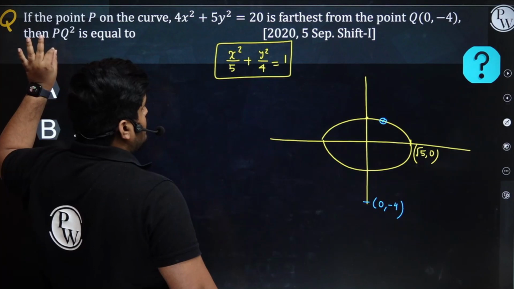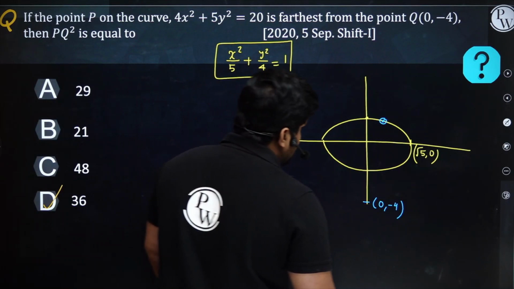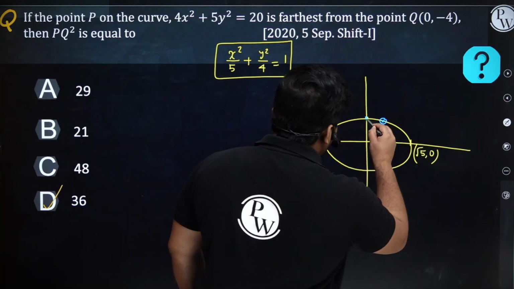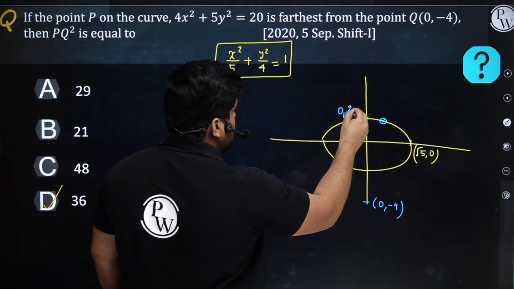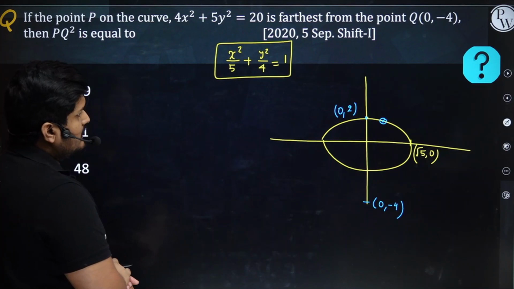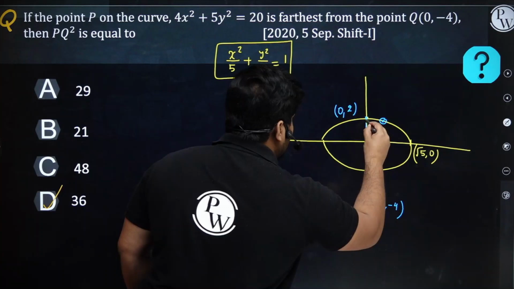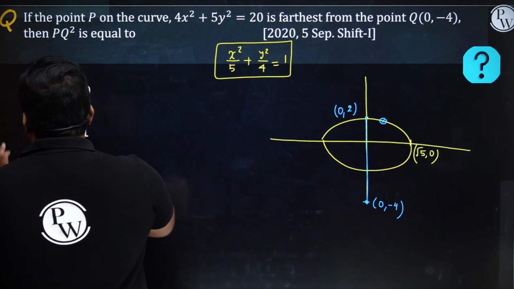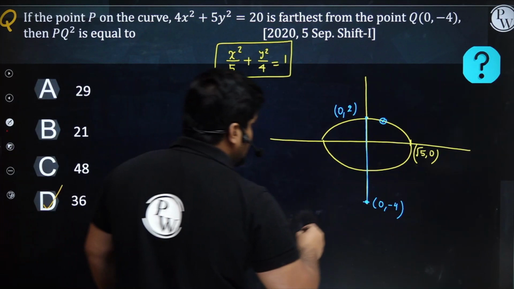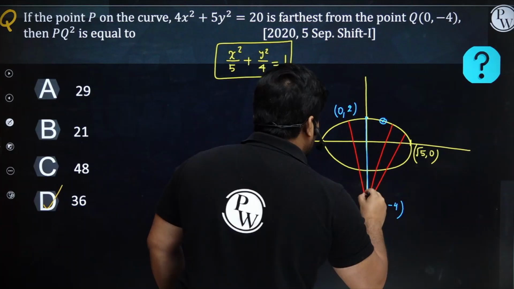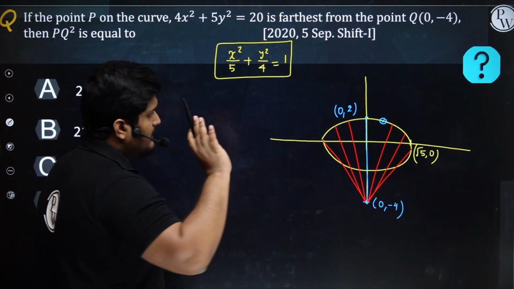Okay. Now, if we talk about the farthest distance, what is it going to be? Like this distance is how much? This is the point (0, 2), right? So I think there is nothing to solve here, guys, because clearly this distance will be the greatest distance. If you figure out other distances from (0, -4), obviously those distances are going to be smaller. This one is the greatest possible distance.